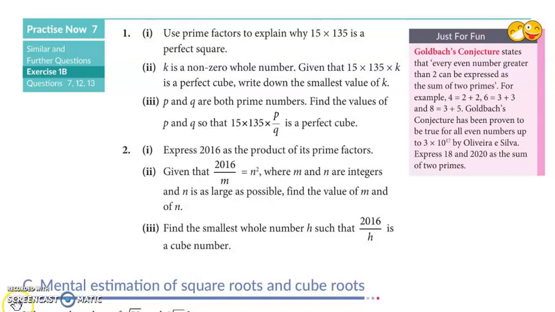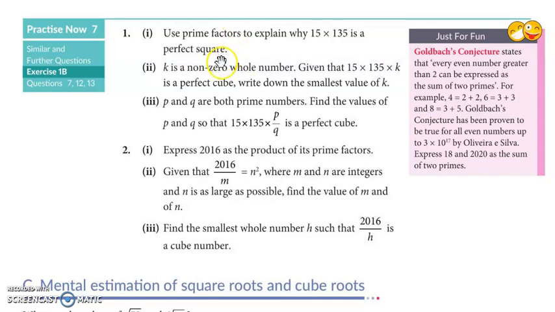So you should have read through practice now 7 and work example 7 to help you. Now we're going to do question number 1. Part 1 wants us to use prime factors to explain why 15 times 135 is a perfect square. For this question, there are two things. First, 15 times 135, and I need to use prime factors to explain why this multiplication of these two numbers is a perfect square. So they're testing on prime factors and perfect squares.